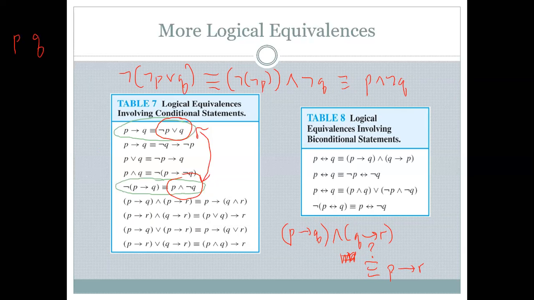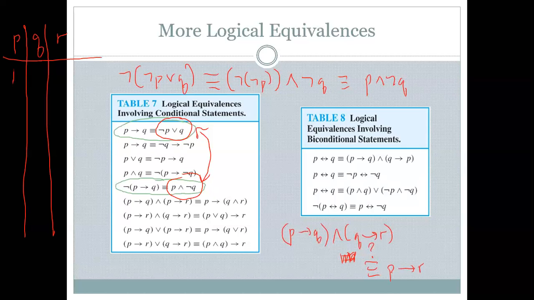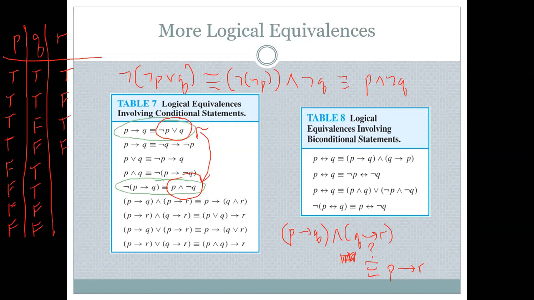Can you guys see this? So P, Q, R. Can you see that? Oh, it's over there on the left. Okay. So look at this. True, true, true, true. False, false, false, false. For Q: true, true, false, false. True, true, false, false. And then what do you think I'm going to do with R? True, false, true, false. True, false, true, false.